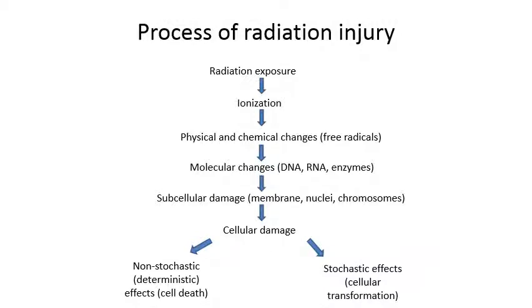In summary, ionizing irradiation causes physical, chemical, and molecular changes in a cell, and damages the subcellular components of the cell, such as genes, chromosomes, and other organelles. This cellular damage, if minimal, might be repaired, or undergo random cellular transformation, and give rise to carcinogenic effects. If the damage is severe, it will cause cell death, and give rise to deterministic effects, which are dose-dependent.